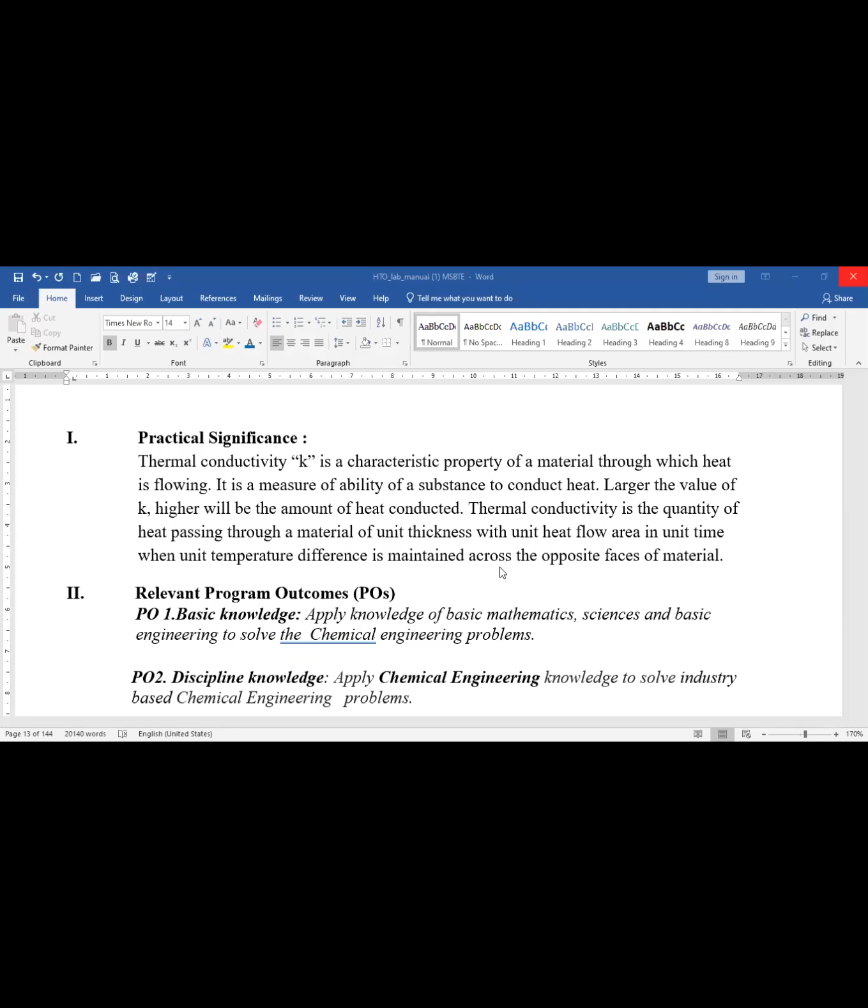K is the thermal conductivity, A is the area of heat transfer, dT is the temperature difference, dx is the distance or thickness of heat transfer, and Q is the rate of heat flow. So for measuring the value of K, we must know the values of Q, A, dT and dx. On the basis of the other values, we can calculate the value of K.